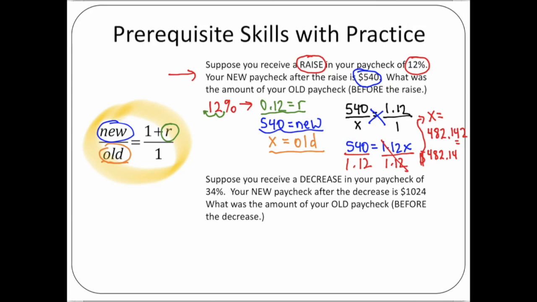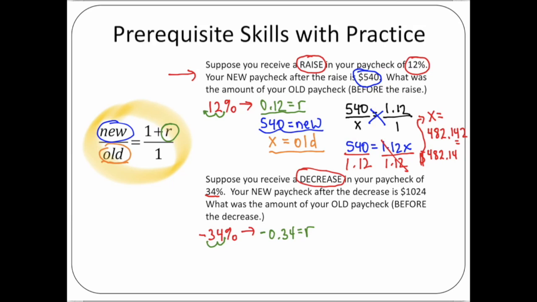Okay, so if we are going to get a decrease of 34%, unfortunately, we're going to have to put a negative sign in front of it. So a decrease of 34%. We're going to make that decimal skip 2 places to the left, and we're going to get negative 0.34. And that is going to be our rate.